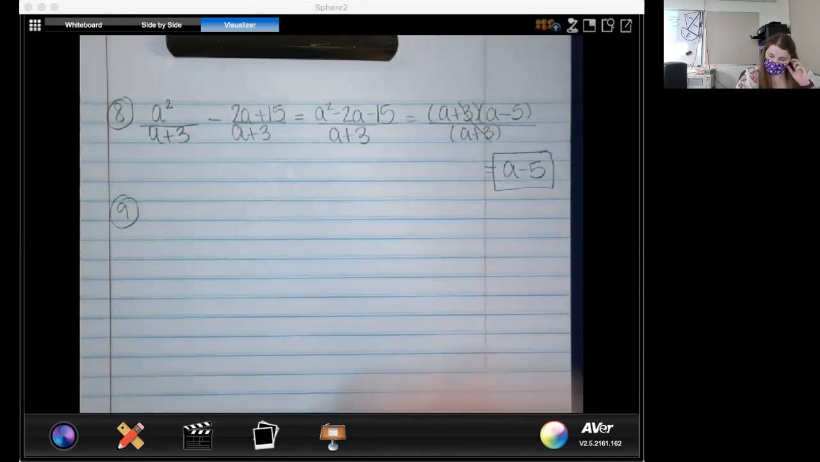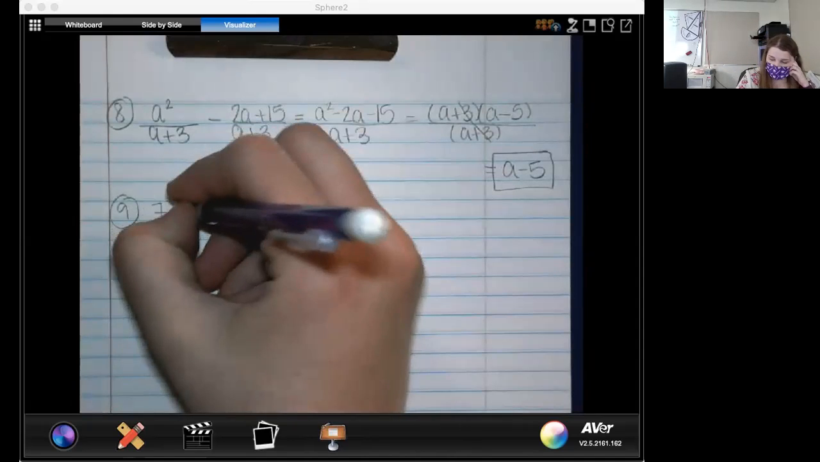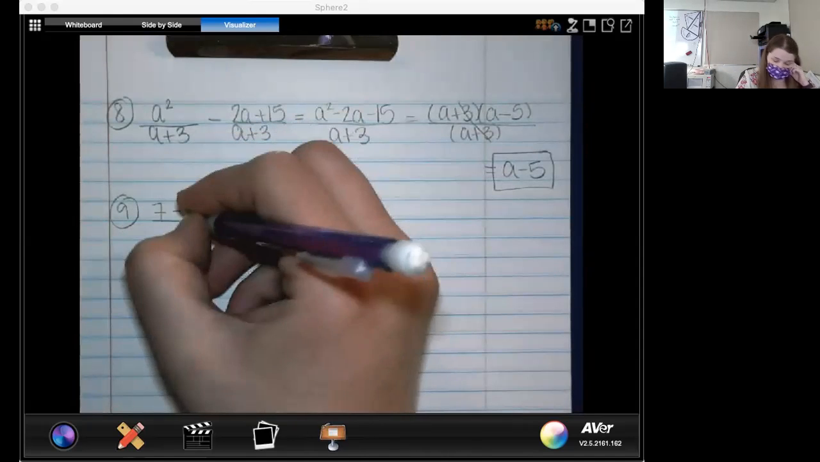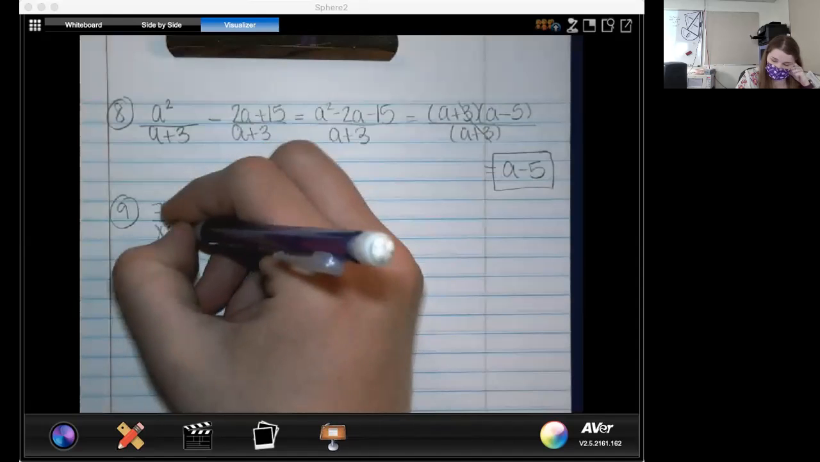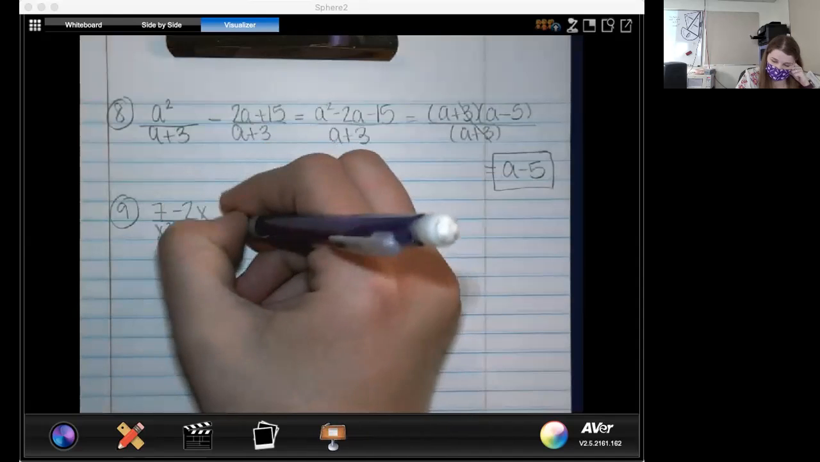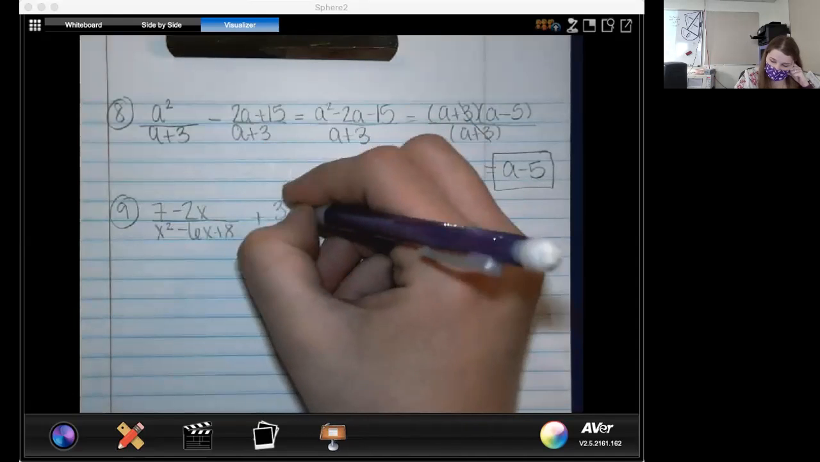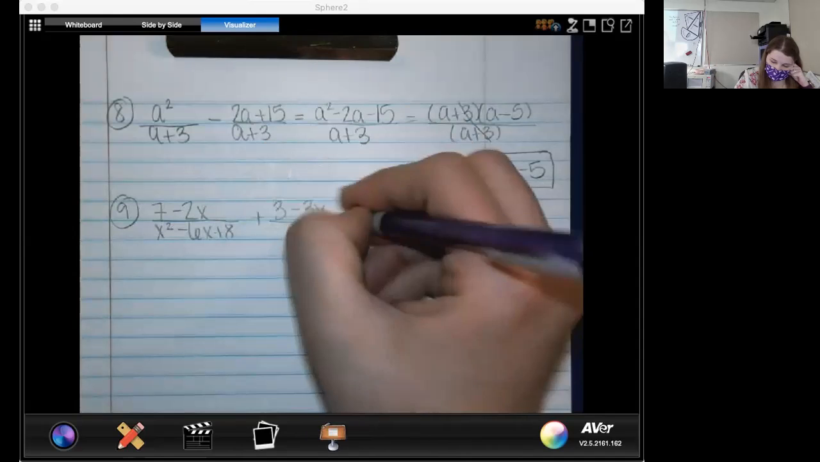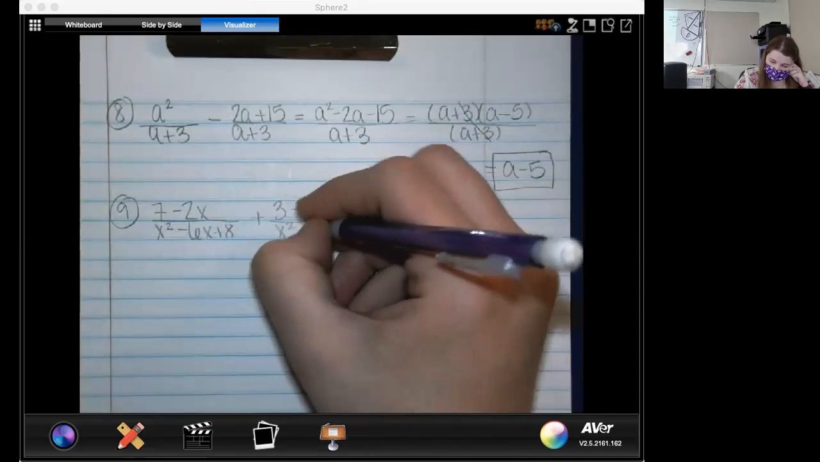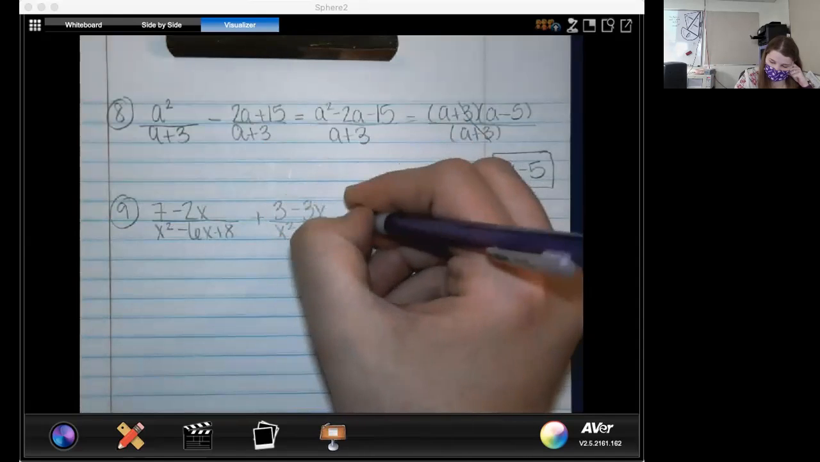Number 9. 7 minus 2x divided by x squared minus 6x plus 8 plus 3 minus 3x divided by x squared minus 6x plus 8.